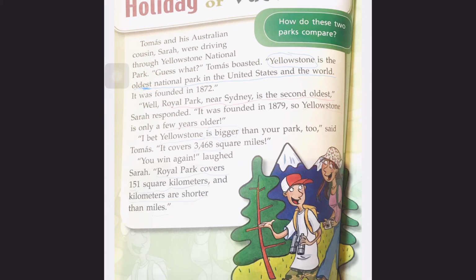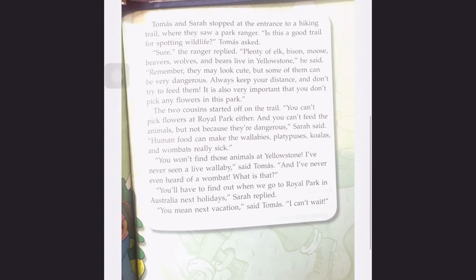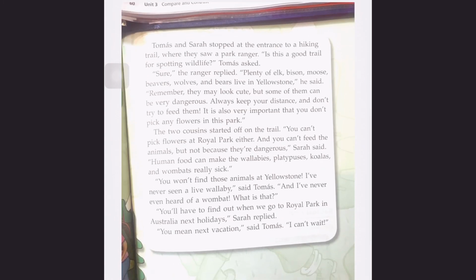Next, they talk about the size of the two parks. It says Yellowstone is bigger than your park too, said Thomas. It covers 3,468 square miles. That tells us about the area, the space within the park, whereas Royal Park covers 151 square kilometers, and kilometers are shorter than miles. The author made a point to be consistent with the measurement system they use in Australia to compare the two, but then gave us extra information about the total distance.